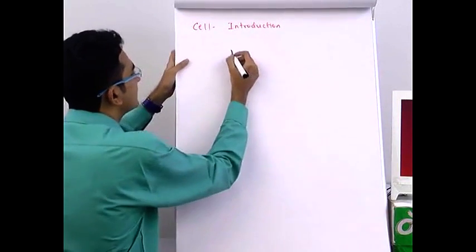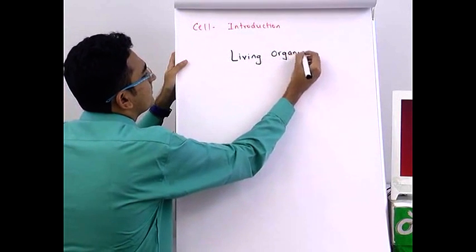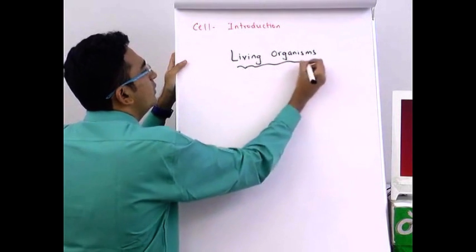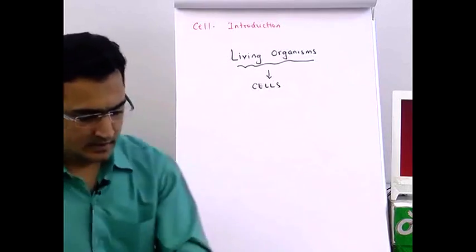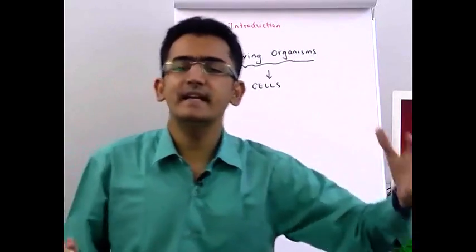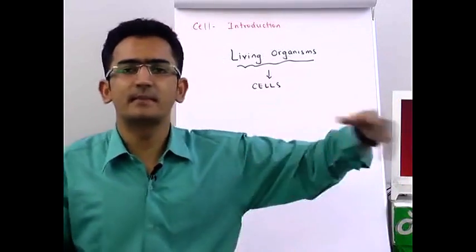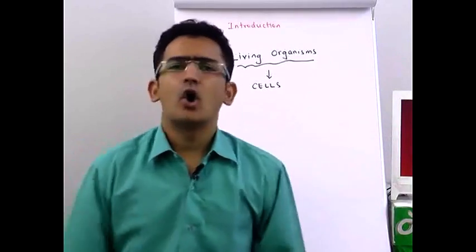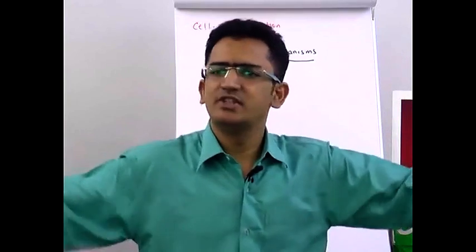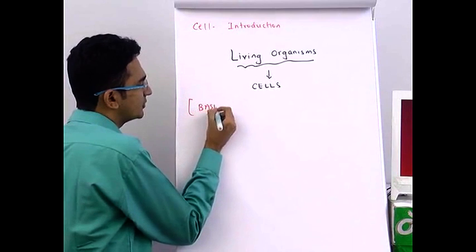The living things in this world are called living organisms, and all living organisms are made up of cells. Just how any building is made up of bricks, any living organism, maybe a mango, a strawberry, a plant, a monkey, a donkey, an actor, a dog, a peacock, a pigeon, a parrot, any living organism is made up of cells. So cell is the most basic structure.